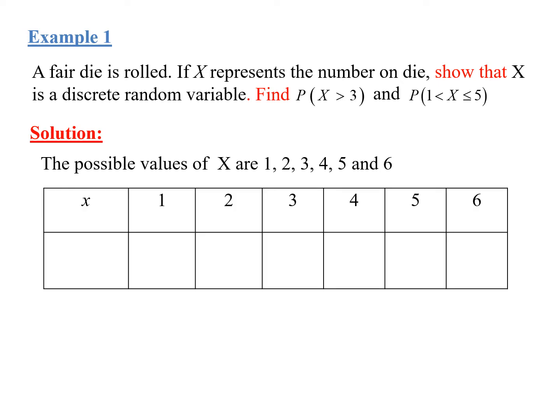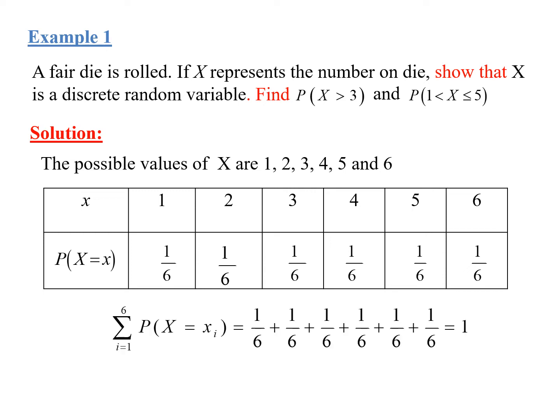We can represent the result in the table. For the x, small letter x is the possible value, that is 1, 2, 3, 4, 5, 6. Then the probability for each of them is 1/6. Okay, this is the result for rolling a fair die. The summation of the probability distribution function is always equal to 1. We can check. We sum up all the probabilities, then we will get it is equal to 1. Therefore, X is a discrete random variable. We have already shown that. Okay.